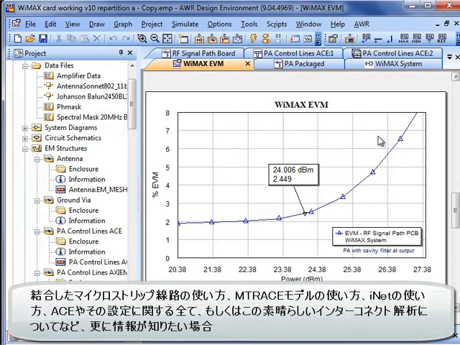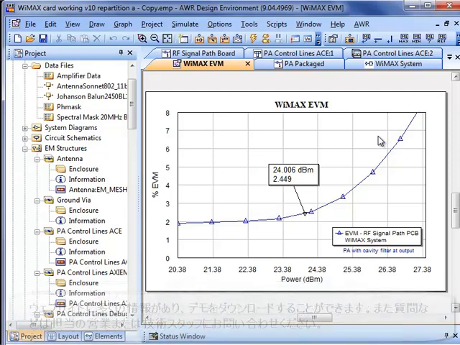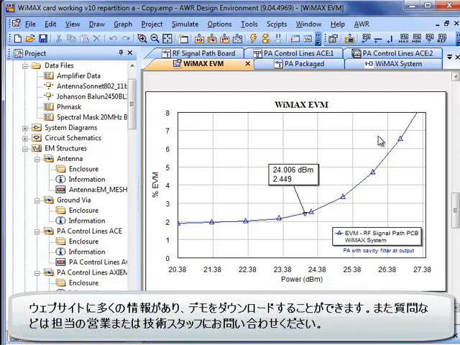So if you'd like more information about anything I've shown you, how to use those microstrip coupled lines, how to use the M-trace model, how to use iNets, what ACE is all about and what's involved in setting ACE up, or how to incorporate all that wonderful interconnect analysis, the richness of what Microwave Office has to offer into a VSS system simulation. There's plenty of information on the AWR website.